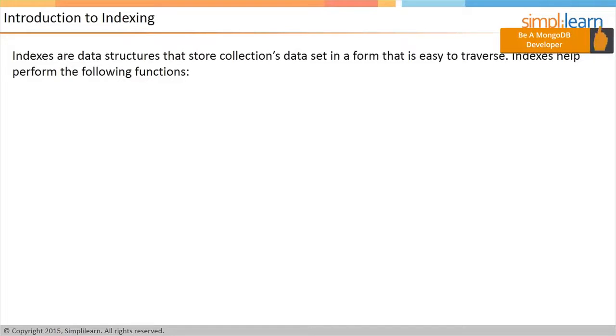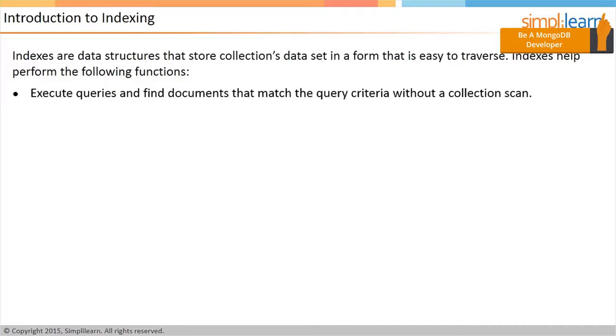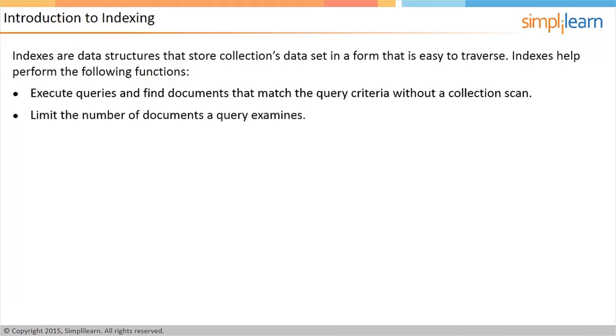Typically, indexes are data structures that can store collections' data set in a form that is easy to traverse. Queries are efficiently executed with the help of indexes in MongoDB. Indexes help MongoDB find documents that match the query criteria without performing a collection scan. If a query has an appropriate index, MongoDB uses the index and limits the number of documents it examines.